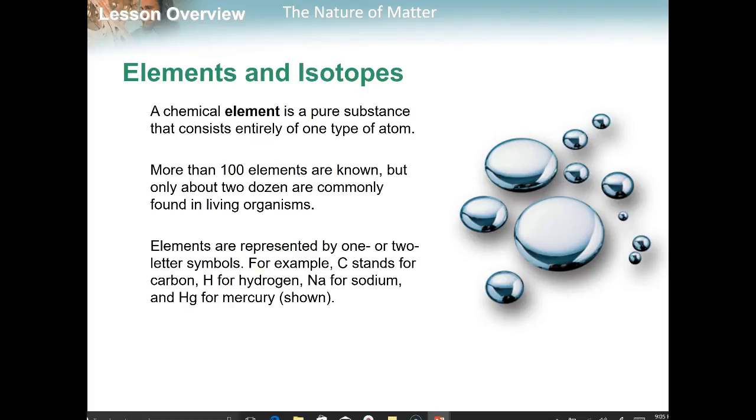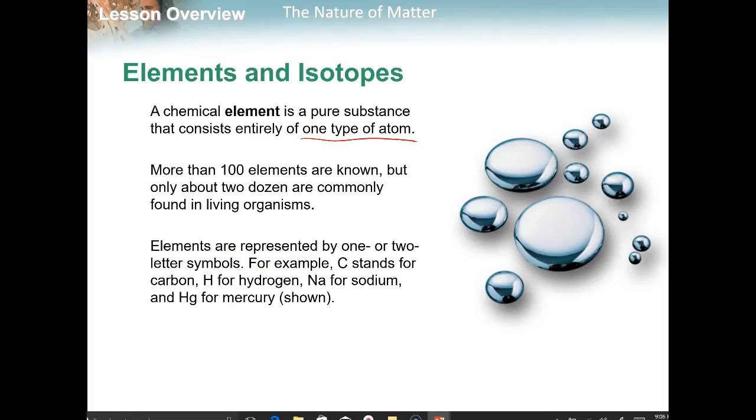Elements are a pure substance that consists entirely of one type of atom. So you can have multiple atoms that make up an element. There are over 100 different known elements. Some commonly occur on the Earth. Others have been synthetically made in the laboratory. When we write elements, we use 1 or 2 letters for their symbols.